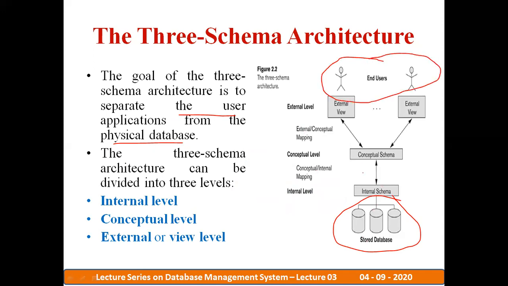To provide a separation between the user application, consider that the application he is using is e-ticket booking. He is booking the e-ticket. The e-ticket can be for a railway, for a flight or for a bus. Now, to separate that e-ticket application from the actual stored database, we are using the three schema architecture. This three schema architecture is divided into three levels.